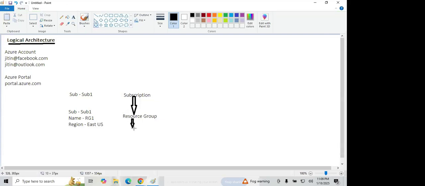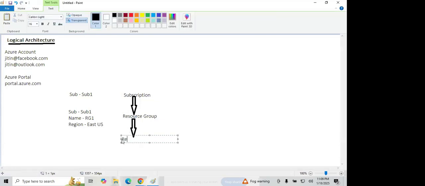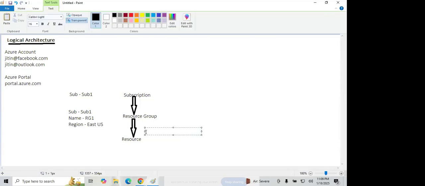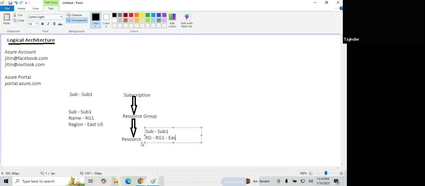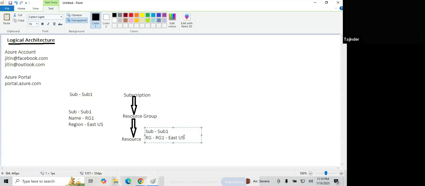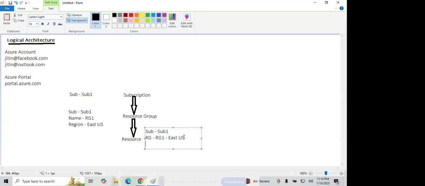After the resource group, we have something called resources. Once we have the subscription and the resource group, then finally we can go ahead and create a resource. Let's say I would like to create a virtual machine. In order to create a resource, a subscription is mandatory. If we don't have a subscription, we cannot create a resource group, and we cannot create a resource. In order to create the resource, the resource group is also mandatory. So we have RG1, which is in the East US region. Then finally we would be able to create the resource.